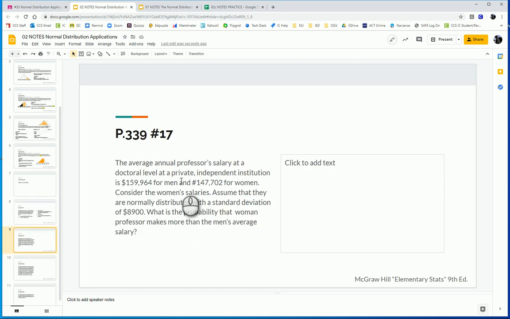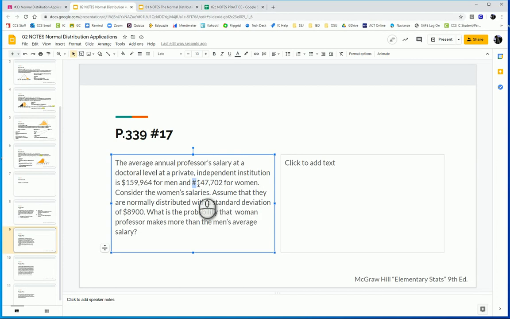All right, next question. The average annual professor's salary at a doctoral level at a private independent institution is $159,964 for men and $147,702 for women. Okay, so they give you two averages. Consider the women's salaries. That's important. Assume that they are normally distributed with a standard deviation of 8,900.